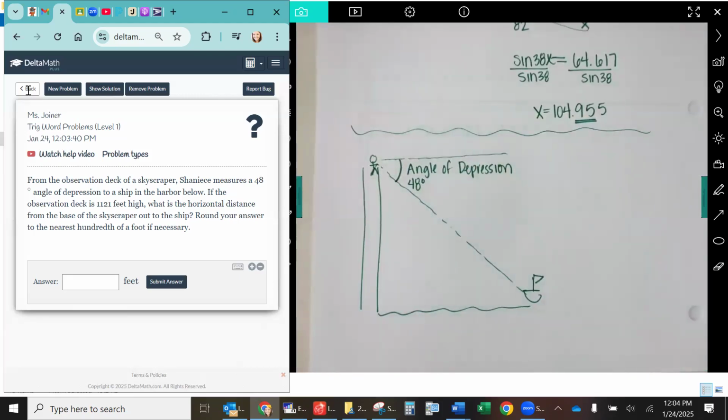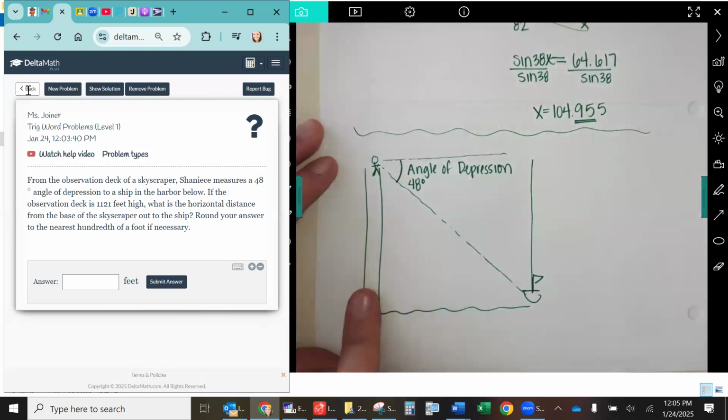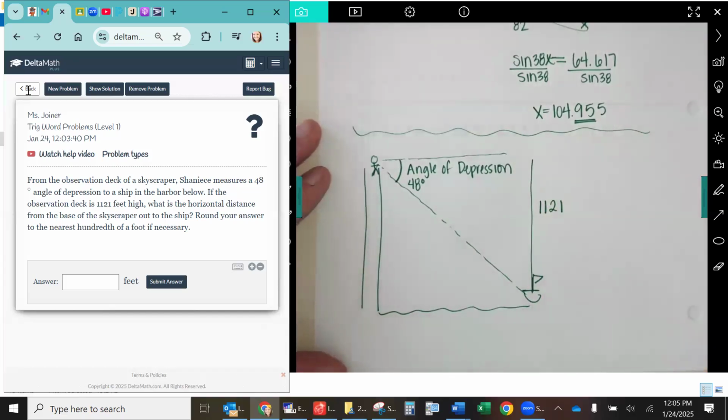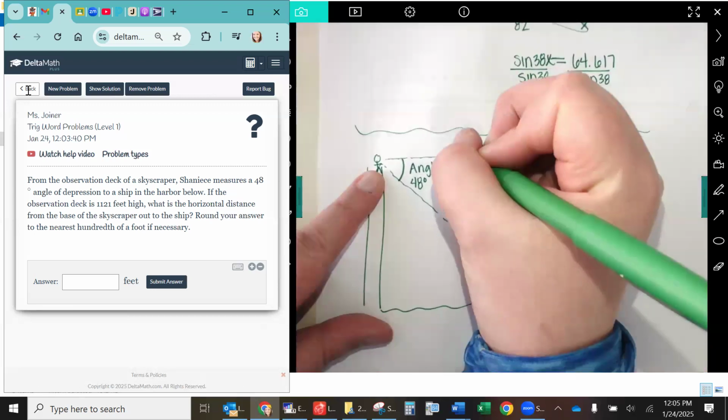Okay, then it says if the observation deck is 1,121 feet high, what is the horizontal distance from the base of the skyscraper out to the ship? So what I want you to do is let's label how high our girl is in the air. But rather than labeling it here, I'm going to label it in the triangle. 1,121 feet. And then it says, what is the horizontal distance? Now think about if I want to know how long this is, but I want to use my triangle, then I'm going to label it up here. So I'm going to let that be mine.